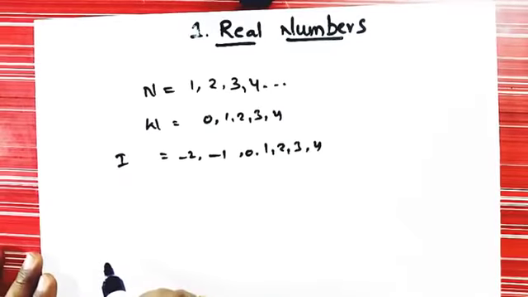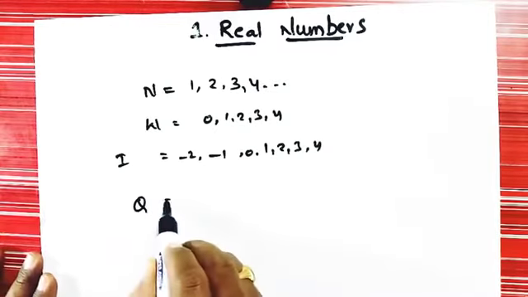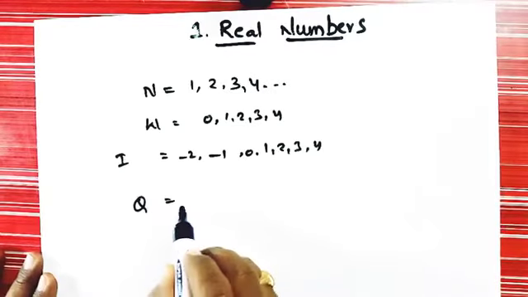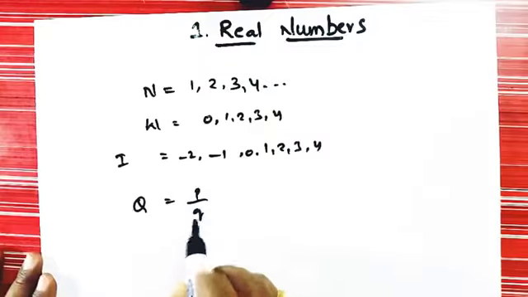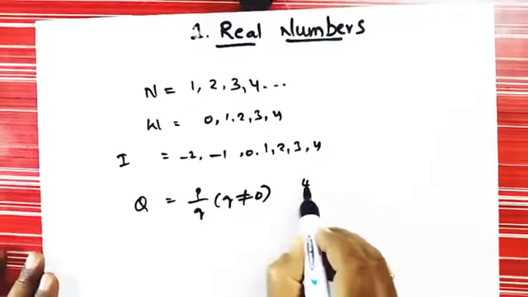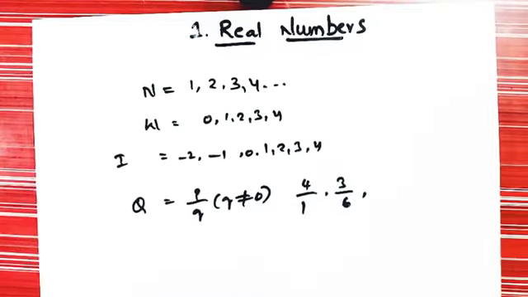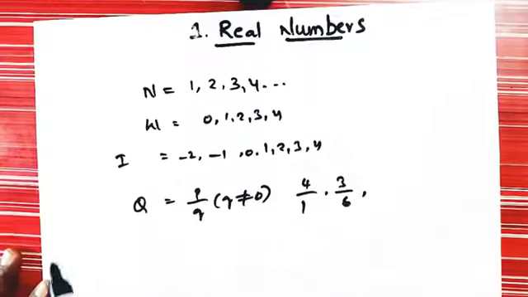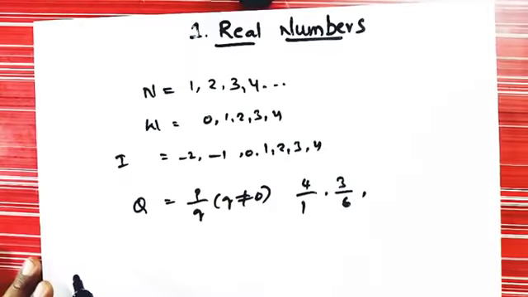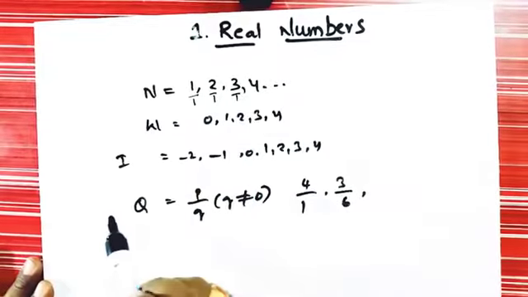And p by q, it is a rational number set. Already we discussed in grade 8 class. So these numbers are in the form of p by q, where q is not equal to 0, like 4 by 1, 3 by 6. These all are rational numbers. So every natural number is also a rational number. Why? Because it can be written as 1 by 1, 2 by 1, 3 by 1, and so on.